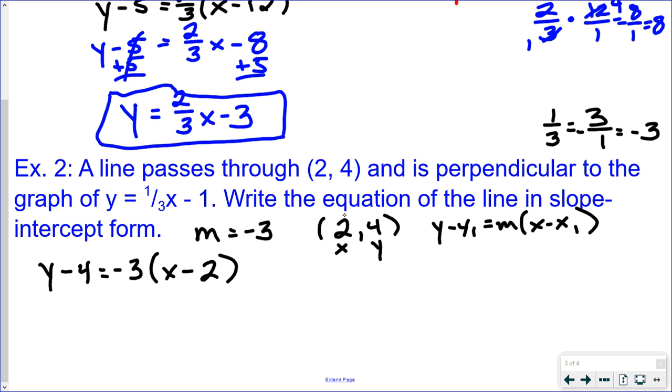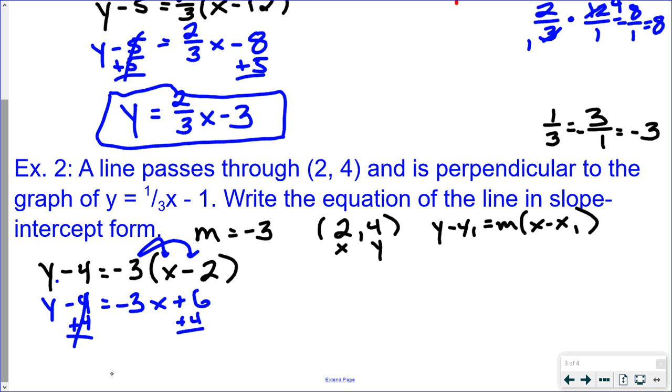Write the equation of the line in slope-intercept form. So they want us to solve this for y to put it in slope-intercept form. So same thing as before, I'm going to distribute here. So now I have y minus 4 equals negative 3x plus 6. Negative coming in with the minus makes plus 6 there. Add 4 to both sides, and I get y equals negative 3x plus 10.